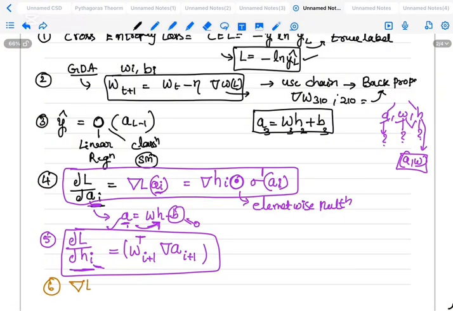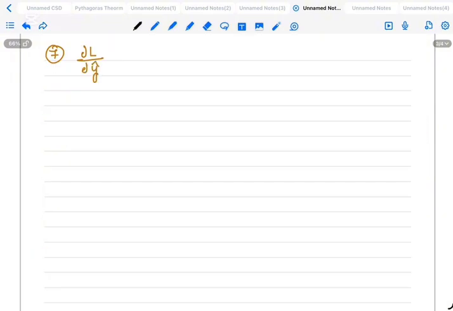Now delta L with respect to W_i, in terms of A and H, equals delta L with respect to A_i dot H transpose of index i minus 1. The H index is always one less. Differentiation of the loss with respect to the output y hat is minus y by y_l hat.